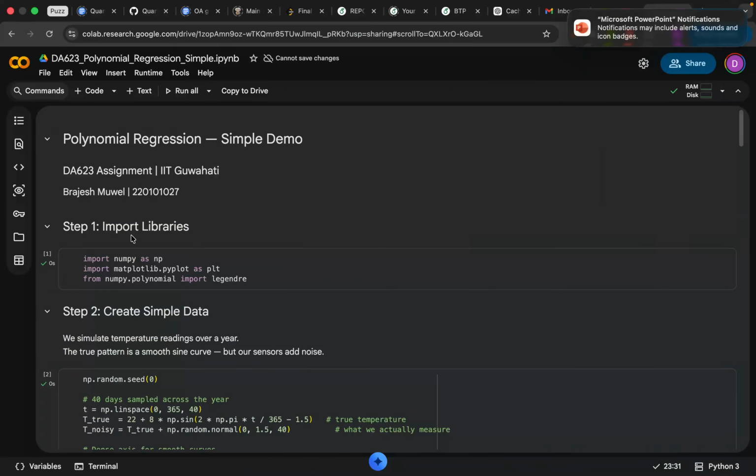So this slide shows the same comparison clearly. Red is degree 1, underfitting, green is degree 6, good fit, orange is degree 20, overfitting. The MSE values confirm that lower error does not always mean the model is actually better.